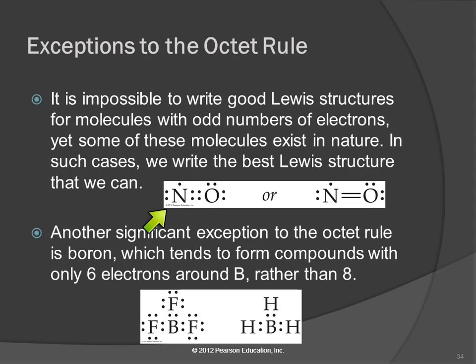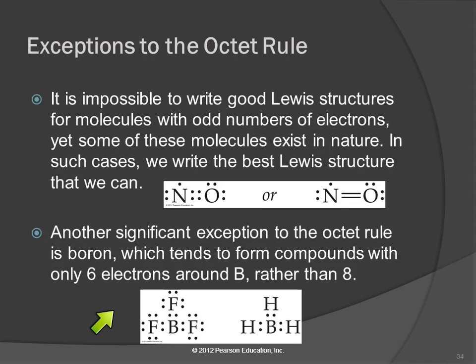And so we just do the best we can, and you could write it this way or this way. And there's actually a reason why we give oxygen the octet and not nitrogen. It has to do with electronegativity, which we'll cover at the end of this chapter. So I'm not going to be asking you to do any of those on an exam, but that's an example.